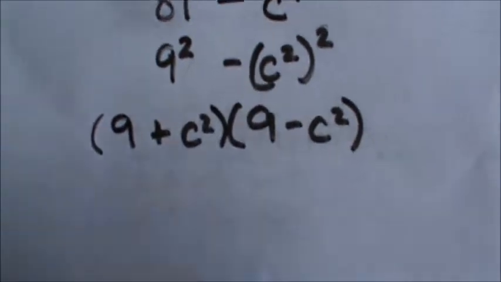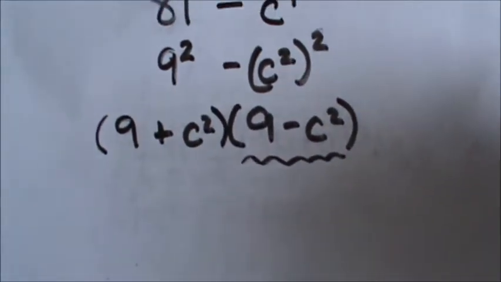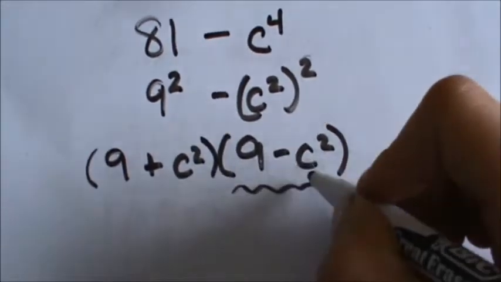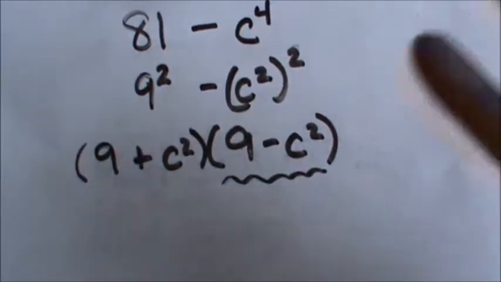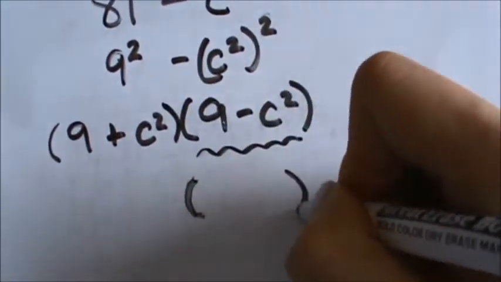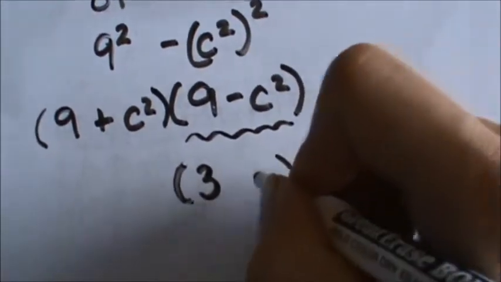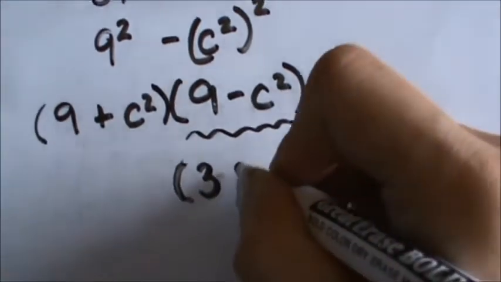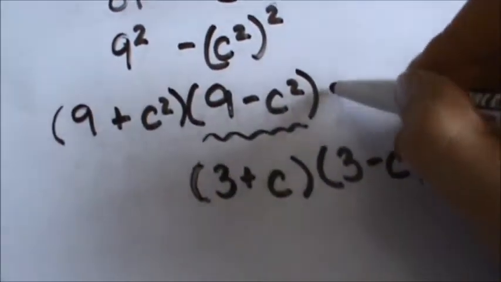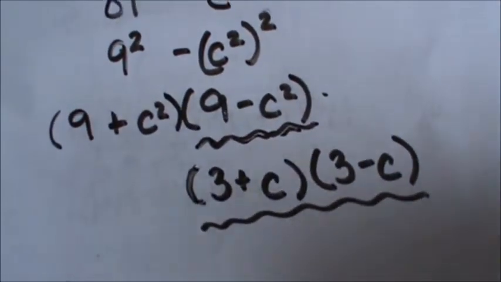However, this guy right here, that is another example of the difference of perfect squares rule. 9 is 3 squared, and c squared was obviously c squared. So I can factor this part into another set of binomial terms. 3 here, c, addition sign, subtraction sign. So this part, just this part right here, gets factored to be this right here.